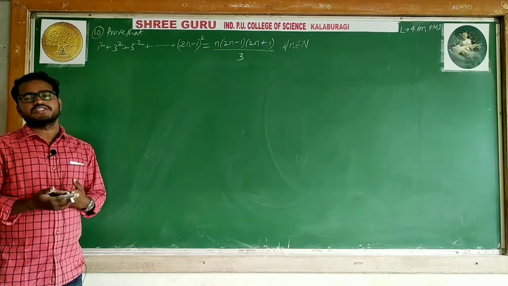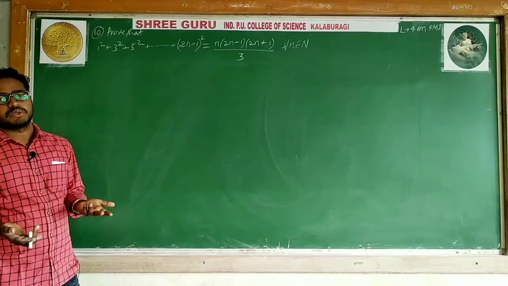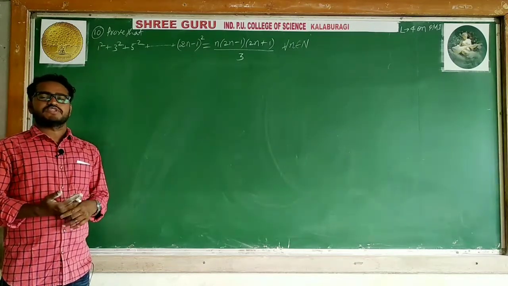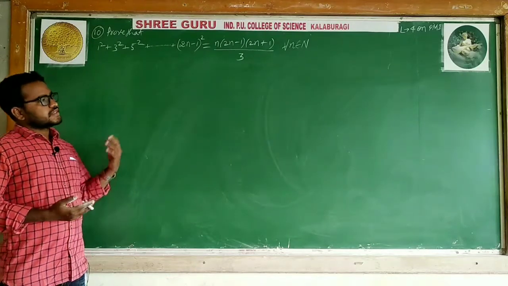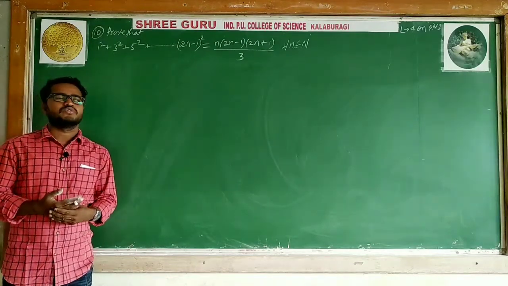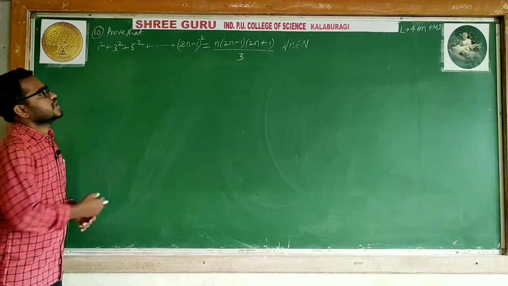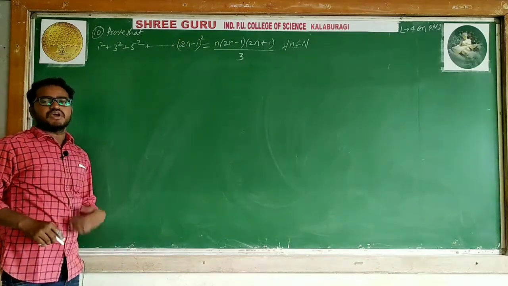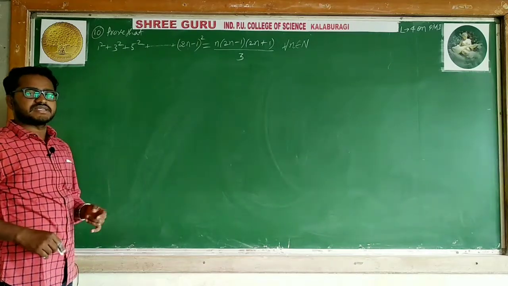First case: step 1, step 2, step 3. Step 1, n is equal to 1. You take it and say that P of 1 is true if LHS is equal to RHS. Then you go for n is equal to k, and then you go for n is equal to k plus 1. On the basis of the last term, you have to decide which term you have to add on both sides in the case of step 3.